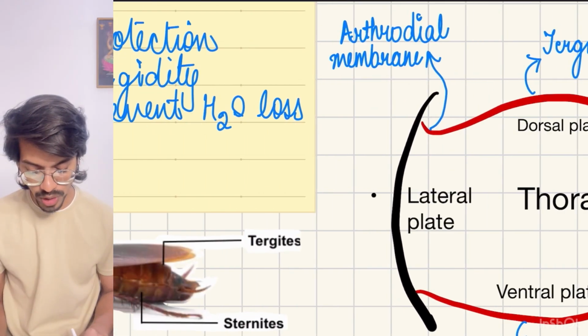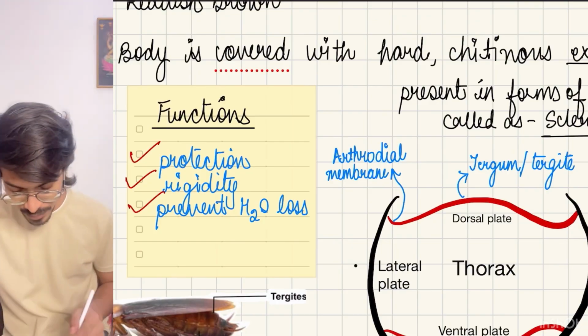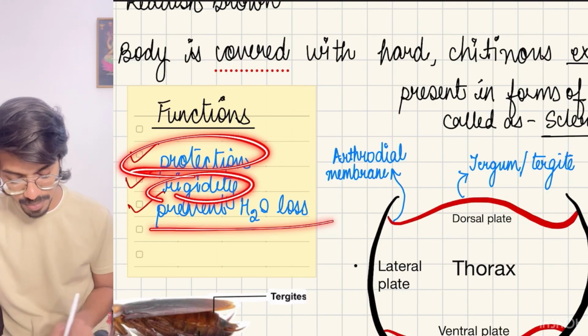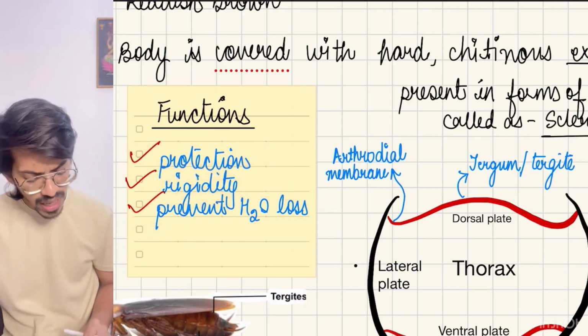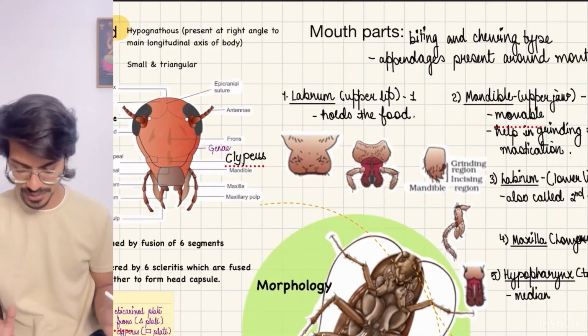And this arthrodial membrane actually helps it to move like this. Then the function of this exoskeleton is protection, rigidity and preventing water loss. And sometimes from this cuticle surface, excretion can also be done.